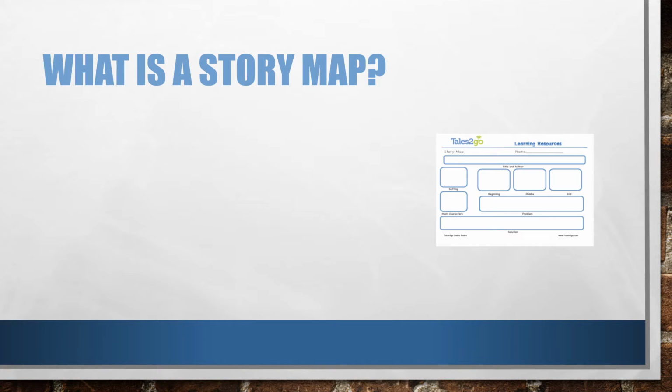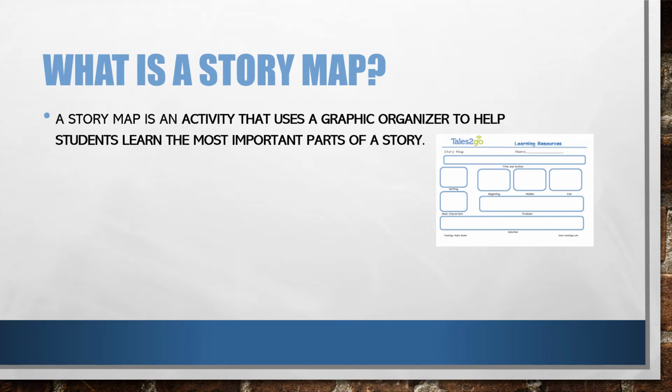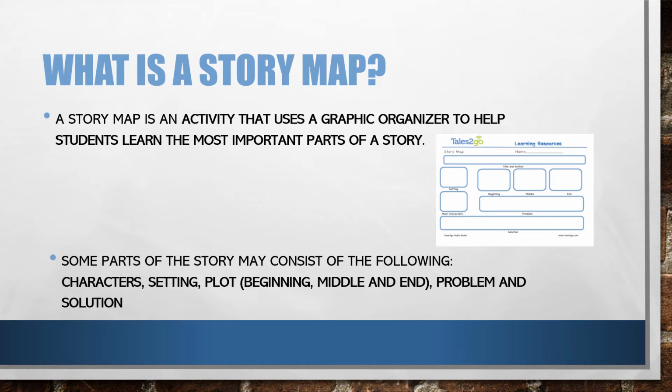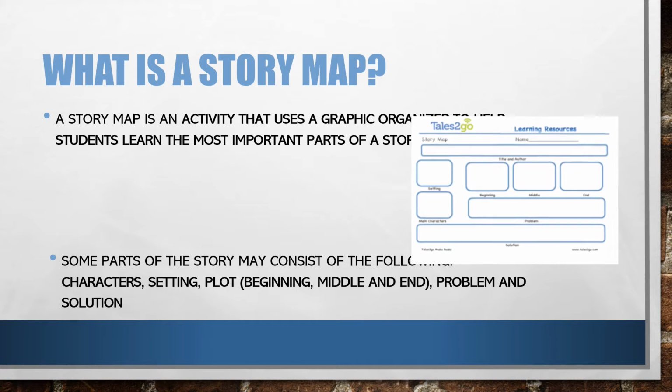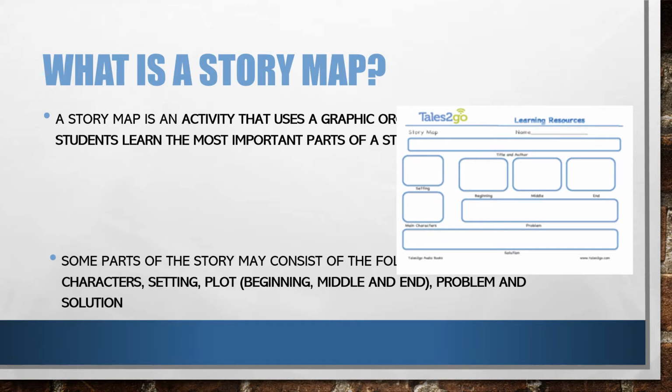What is a story map? Well, a story map is an activity that uses a graphic organizer to help learn the most important parts of a story. Some parts of the story may consist of characters, a setting, the plot, which is beginning, middle, and end, and a story is going to have a problem and solution. Later, you will see a story map completed like the one right here.